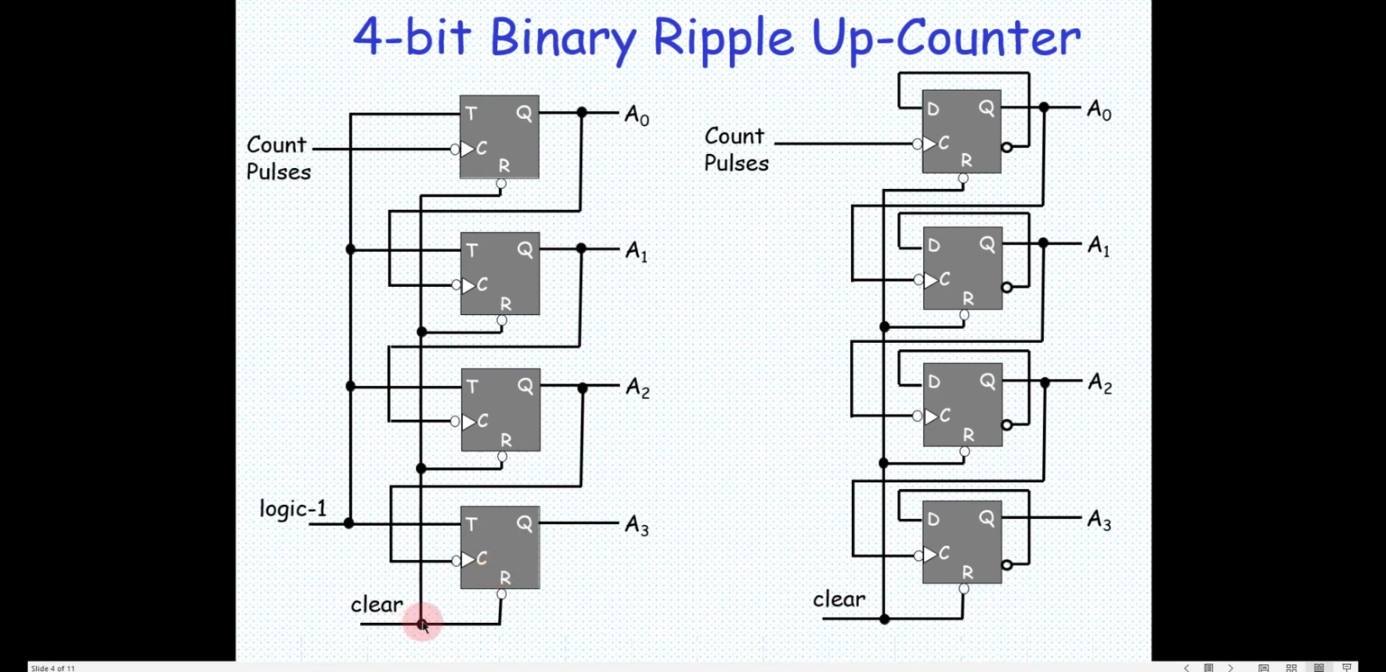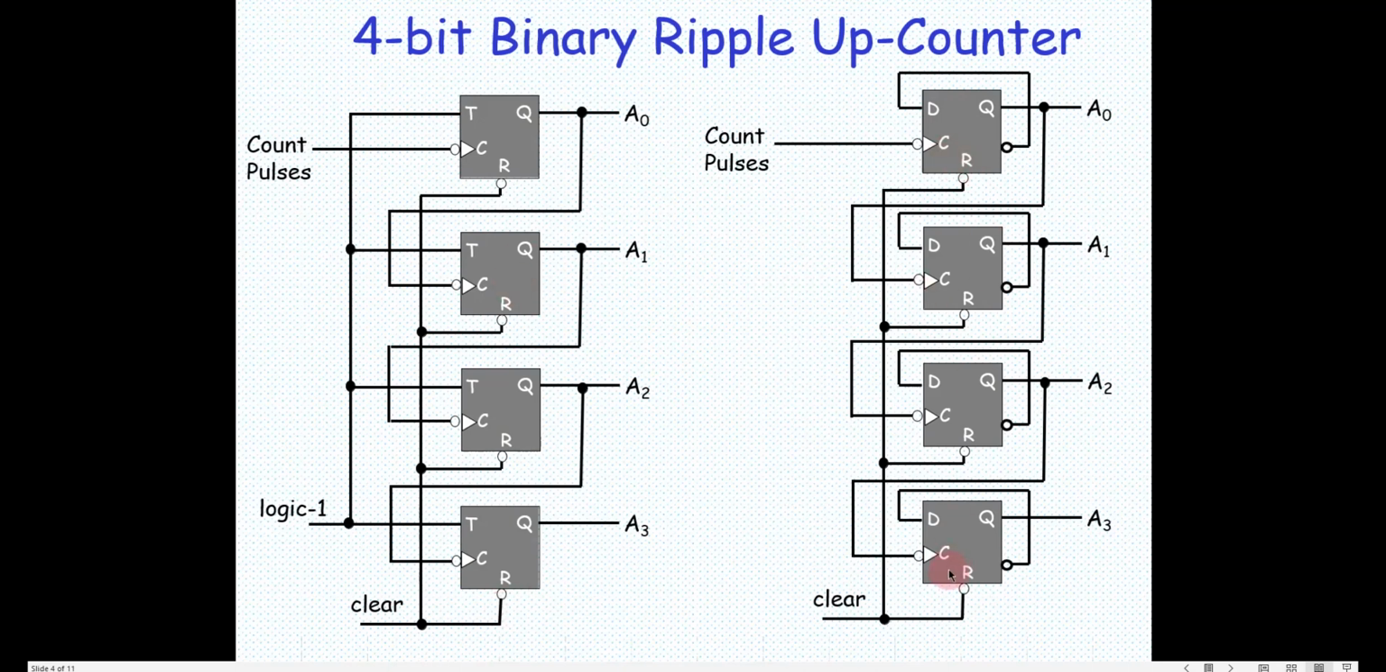And also I have a clear signal, that is to initialize these to 0 0 0. Whenever I put the clear signal equal to 0, it resets. Clear bar, you have a bubble out here, so that is why it is an active low signal. So I give clear equal to 0, this will get cleared, right? So that also we can do here.